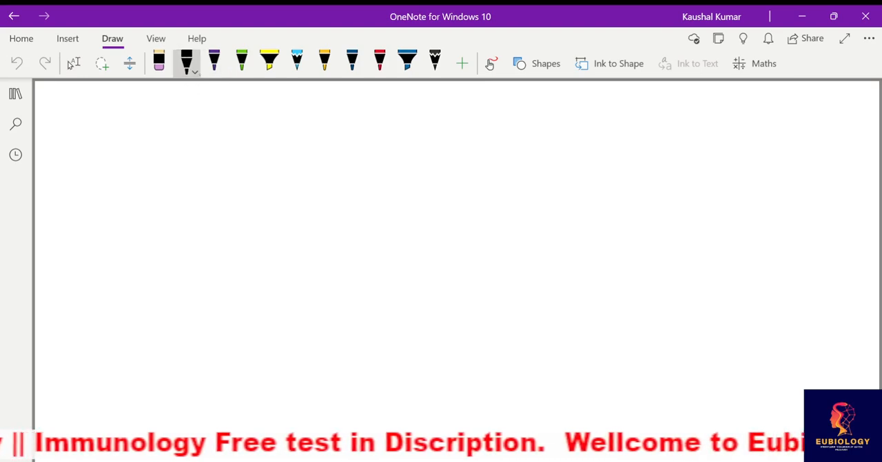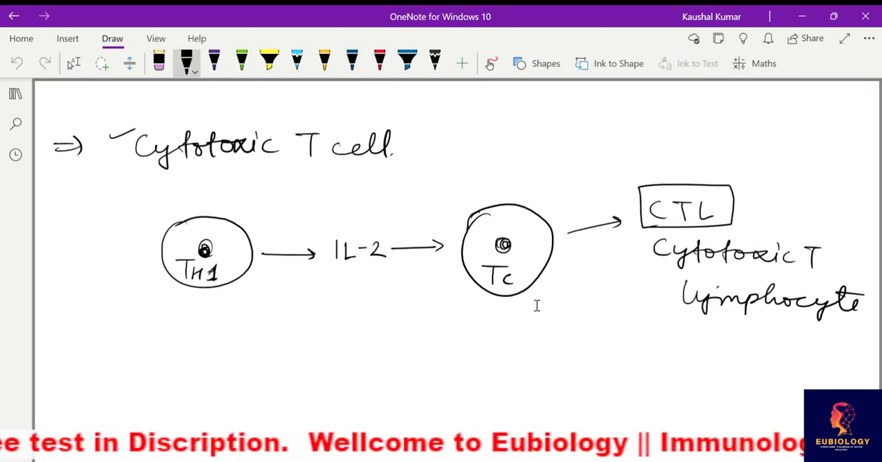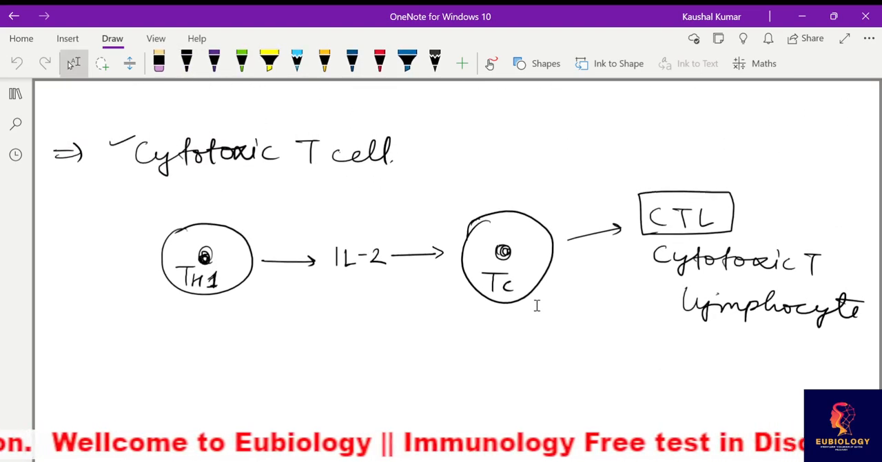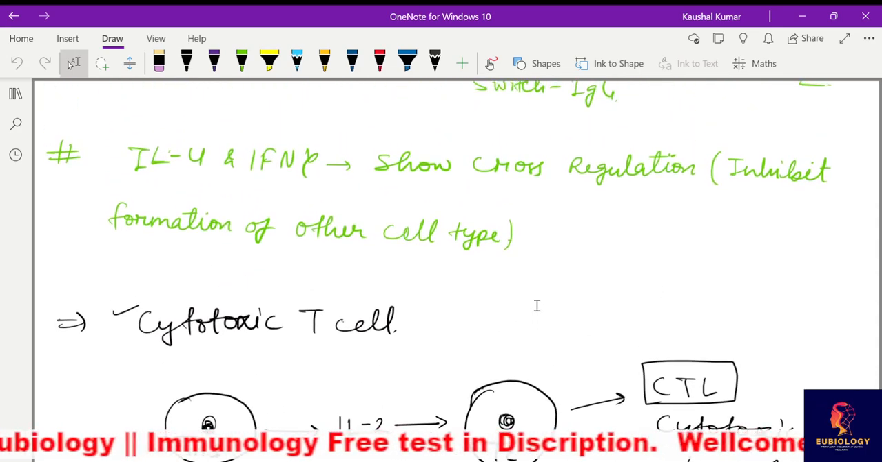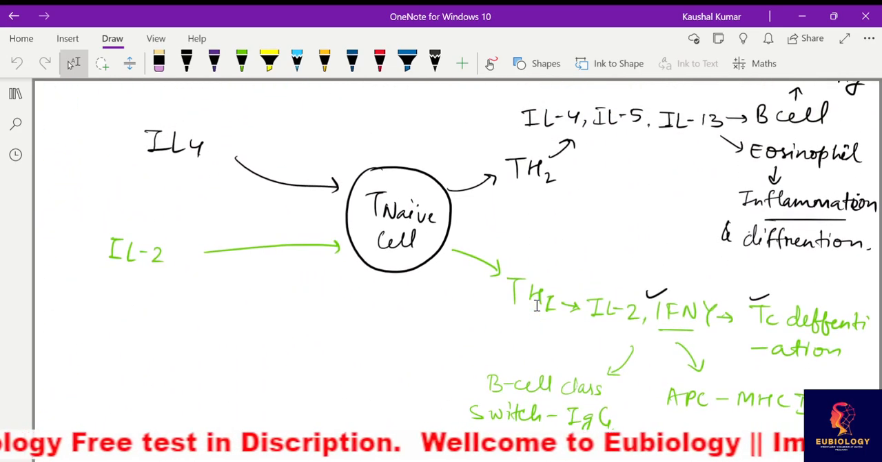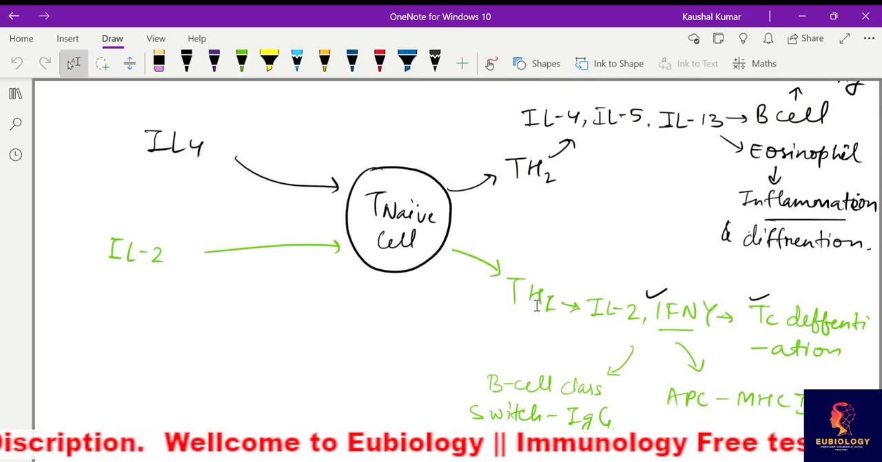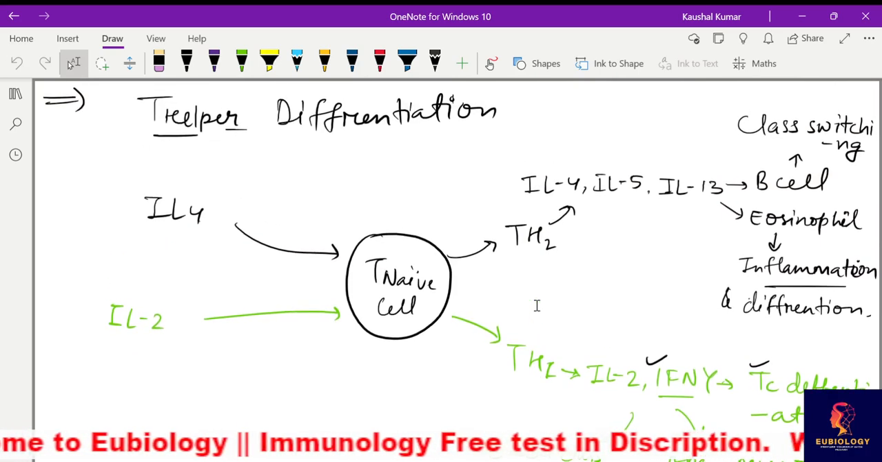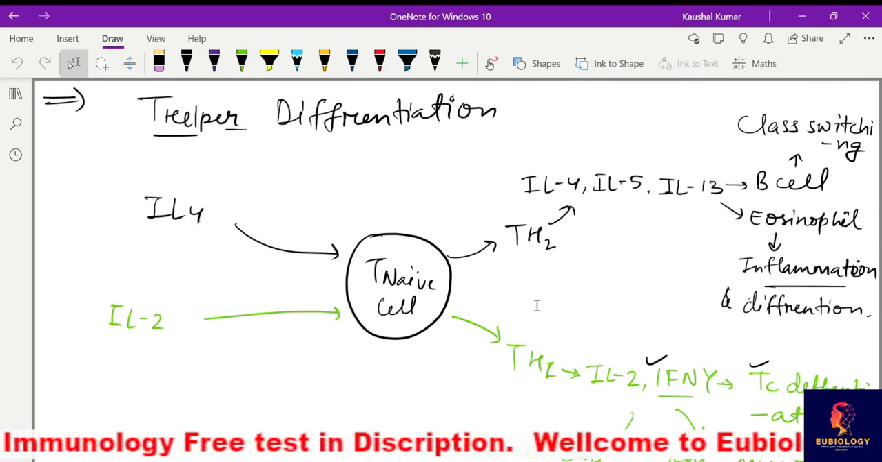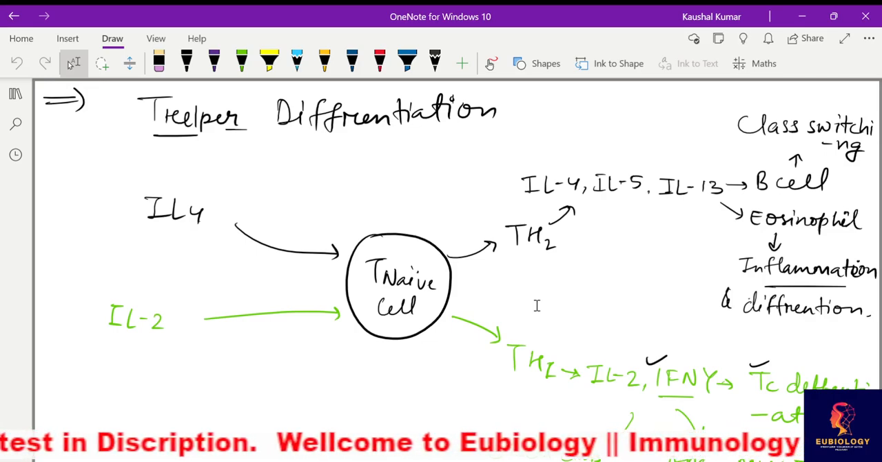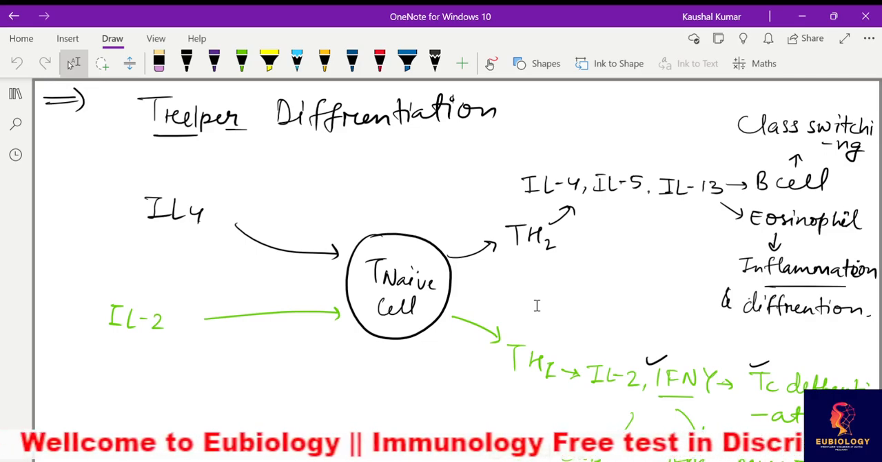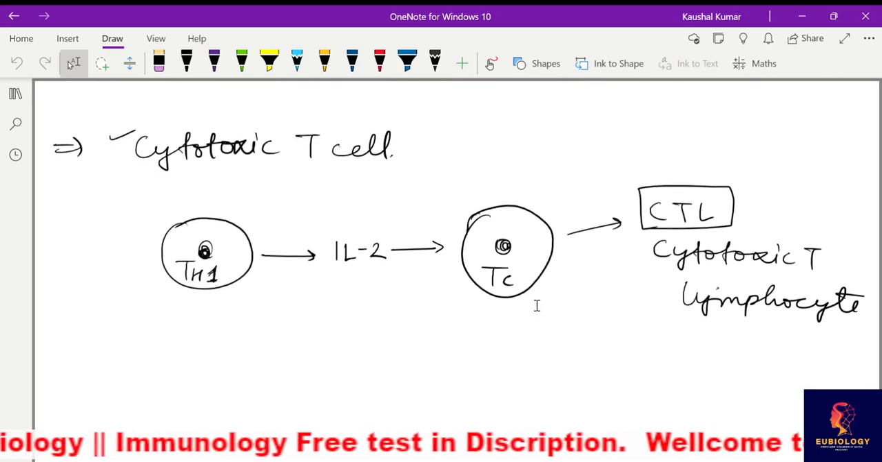Before that, we will continue our last video, the cytotoxic T cells. In the last video, we saw how the T cell will mature. We saw T helper cell differentiation. Now we'll see how the cytotoxic T cell will mature.